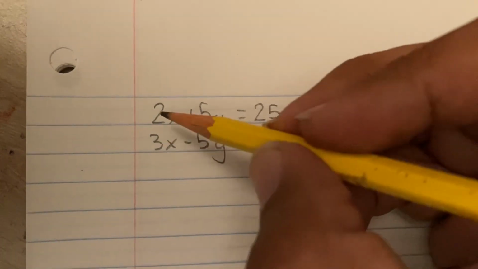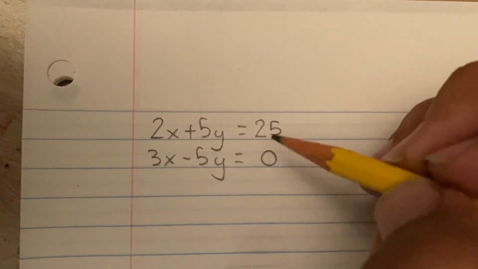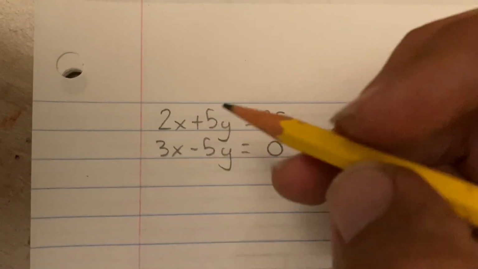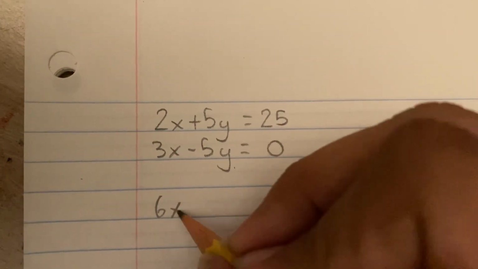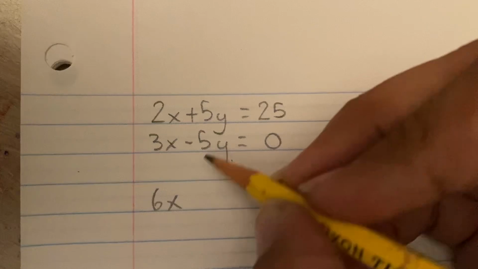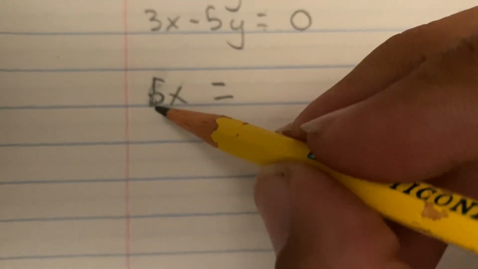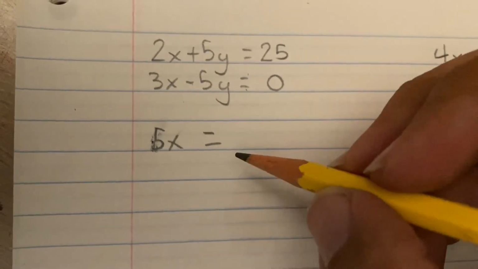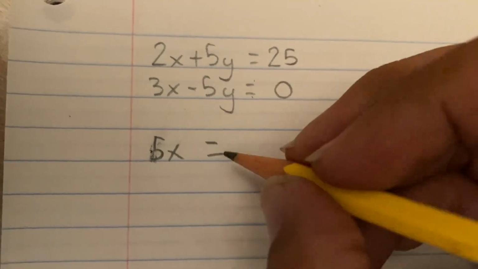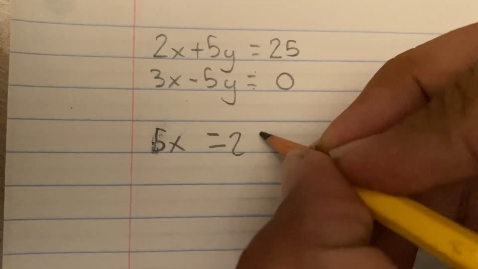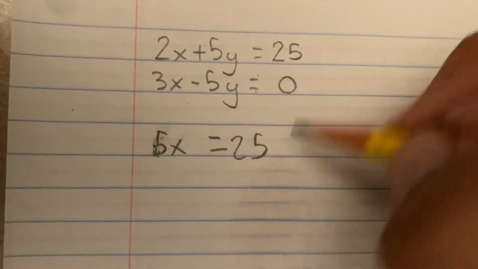So what we're going to do is combine like terms straight down. So 2x and 3x are going to create 6x. 5y and minus 5y is going to create nothing. Oh, that should be 5x, not 6x. Okay, sorry, let's do that again. 2x and 3x make 5x. Horrible erasing job. And then 25 and the 0 combined make 25. So I've combined everything straight down.